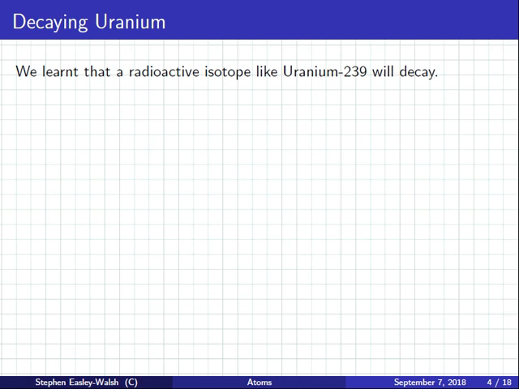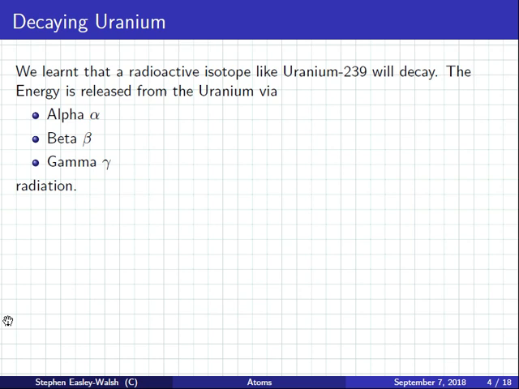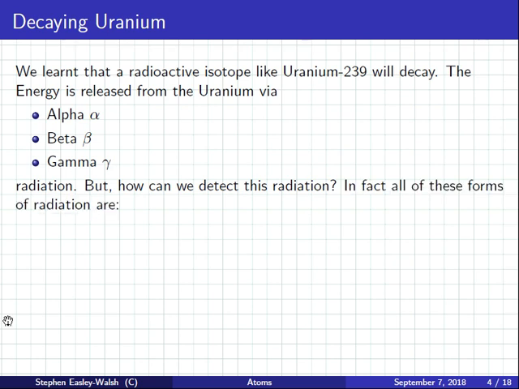Alright. We learned that an isotope like uranium-239 will decay, and the energy released is in the form of alpha, beta, or gamma radiation. But how can we detect this radiation? Because, you know, we were saying last time that radiation is harmful to your health. It's not something you want. So we would like to detect it, but there's a problem.